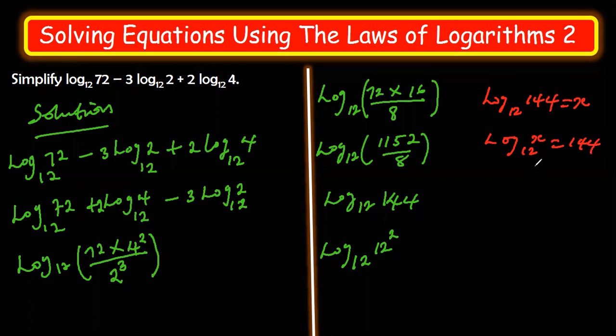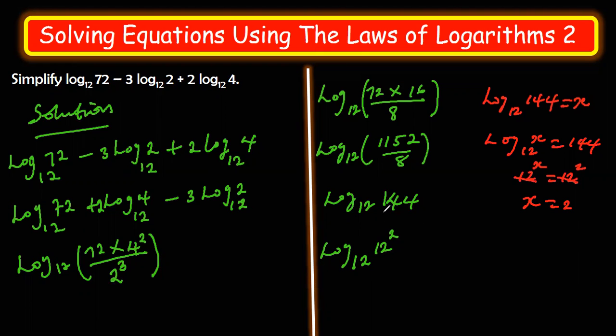So you give them the same base. Since the base here is 12, this also should be 12. So that is why we have something like this, and then this cancels this and this cancels this, and your x is 2 here. Okay, all right. So that is what happens here.